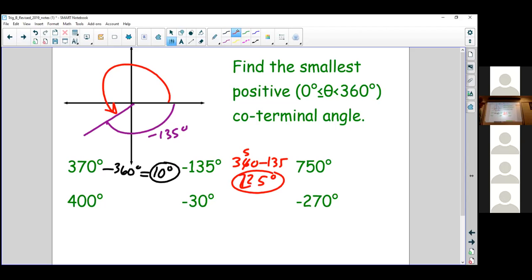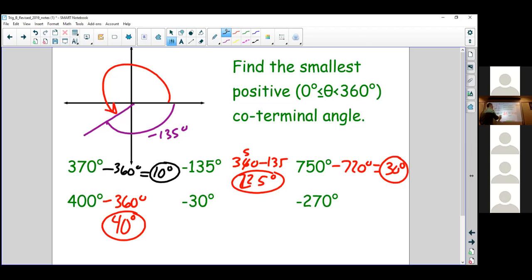750, that goes around the circle twice, thanks to Tony Hawk and our snowboard and skateboard crews. We know 720 is 2 times all the way around. If you don't go 2 times all the way around, you're not doing well. So I'm going to subtract 720 from this, and that's going to give me 30 degrees. So 30 degrees falls in the same location on the unit circle that 750 degrees would fall. 400, I'm going to subtract 360 from it, and that's going to give me 40 degrees. So 40 degrees and 400 degrees fall in the same location.